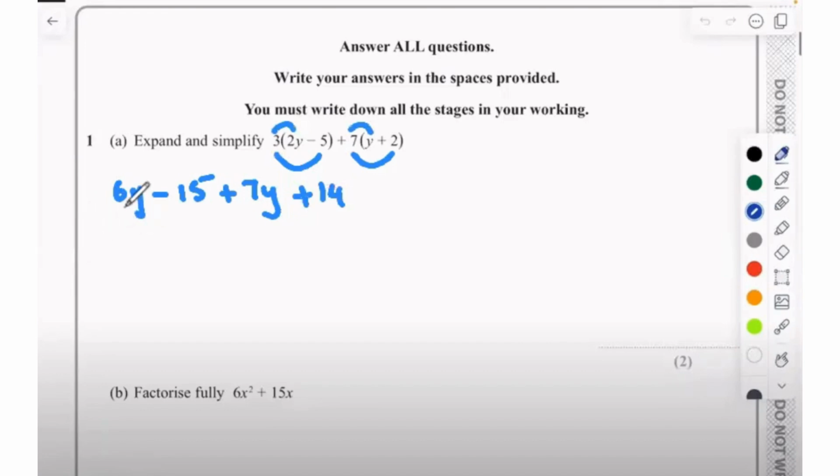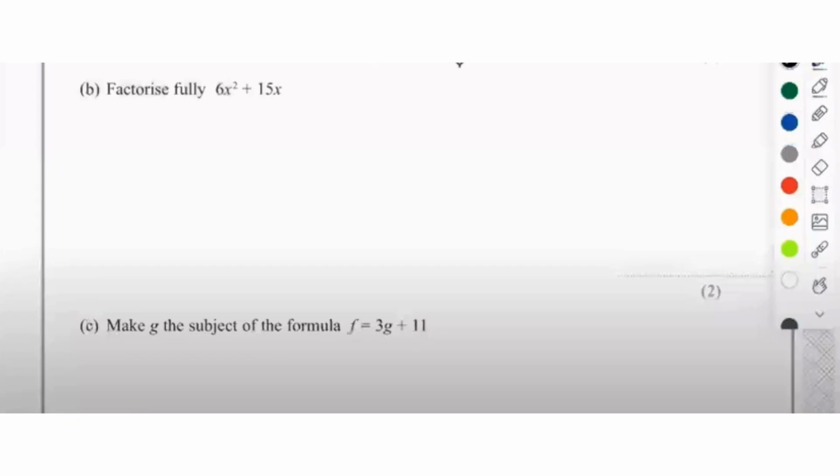So that's going to be 6y minus 15 plus 7y plus 14. Now we combine the like terms. 6y and 7y are like terms, and negative 15 and 14 are like terms. So that's going to give us 13y minus 1. Because 6y plus 7y is 13y, and negative 15 plus 14 is minus 1. So that's your answer.